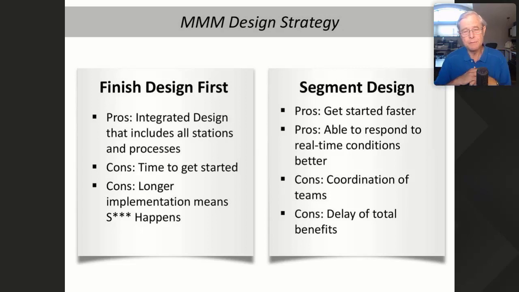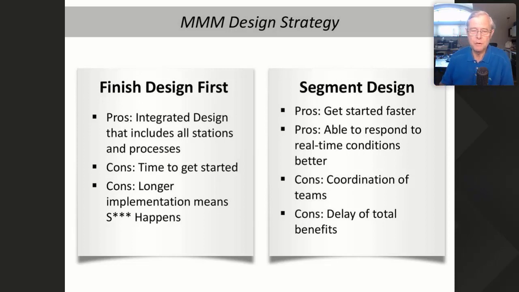Now, the second one, segment design, allows you, I think, to get started faster because there's a lot less data to gather if you're taking it in pieces. And you can probably respond to real-time conditions better because you haven't committed to the entire design up front. You've committed to a piece of it. However, the same risk kind of applies. If things have changed in the marketplace, you may have to go back and reevaluate what you did previously, right, in your design.